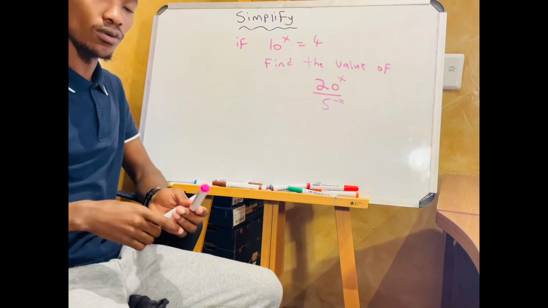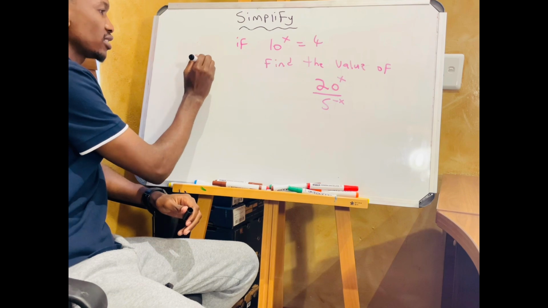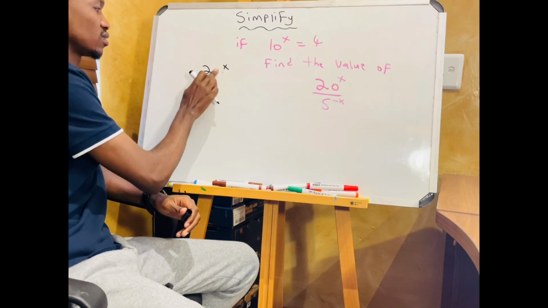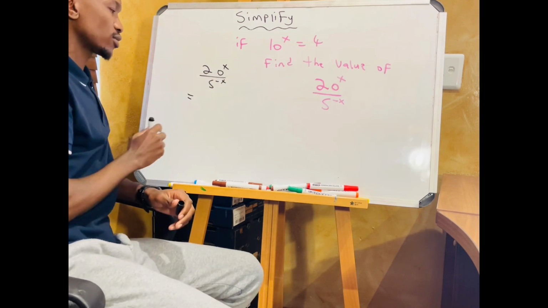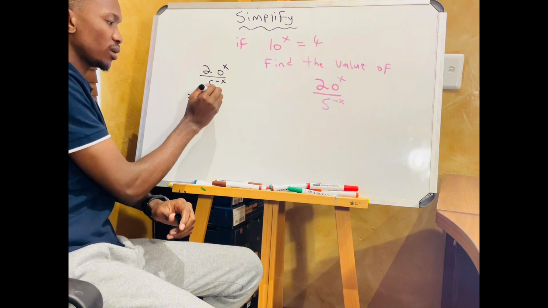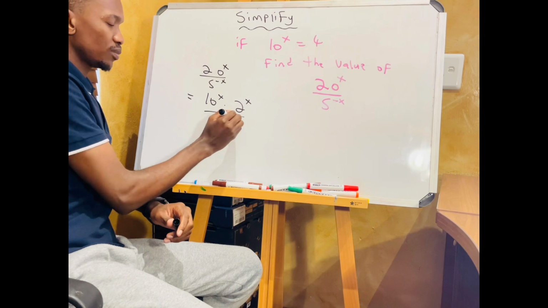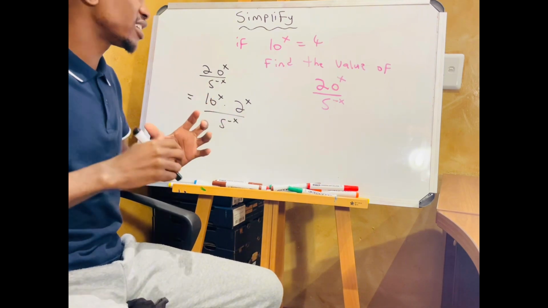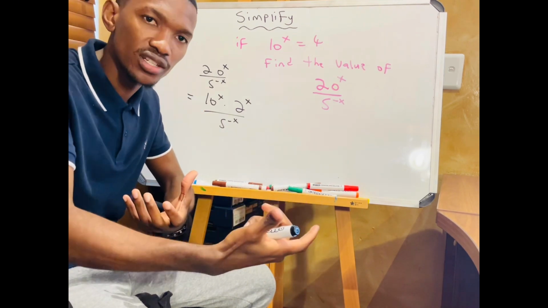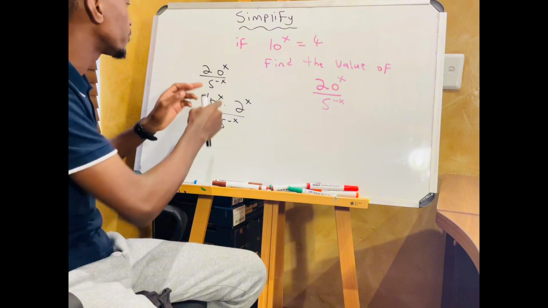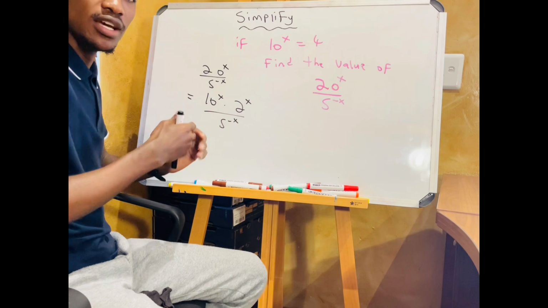If 10 to the power x equals 4, I have two methods to show you. Check. You can do this like this. We're going to say 20 to the power x over 5 to the power minus x equals, if I change this, 10 to the power x times 2 to the power x, all divided by 5 to the power negative x. Now I'm going to apply prime factorization. So I'm going to find the prime factors of 20, which is basically 10 times 2, since 10 times 2 is 20. Or you can also find what?